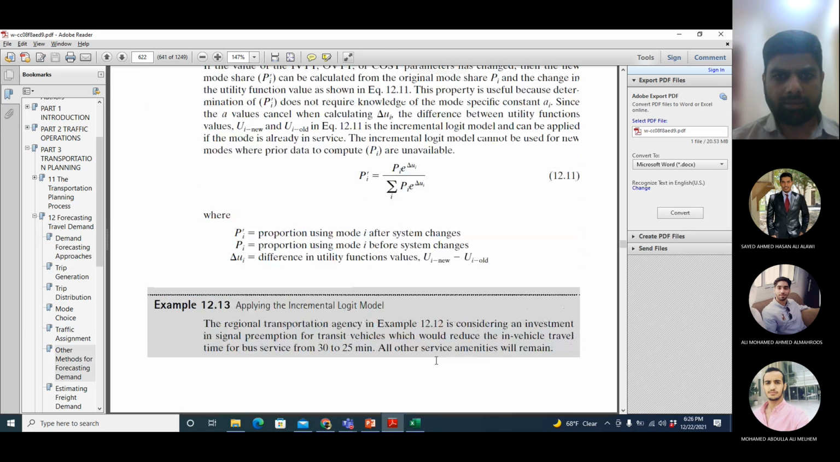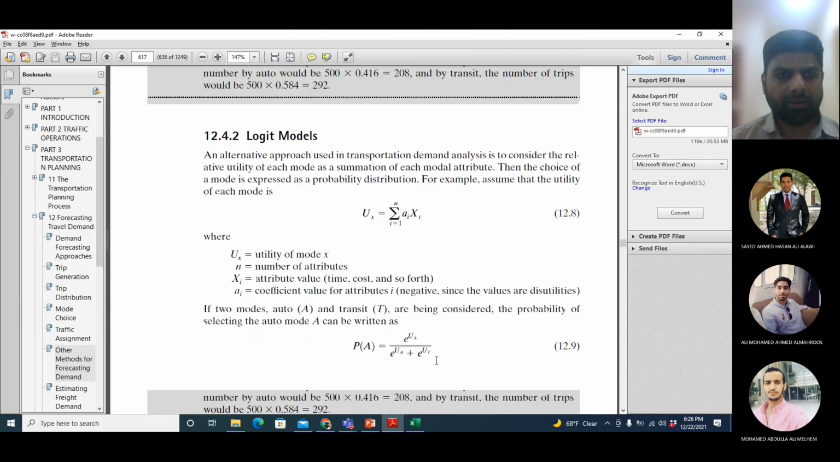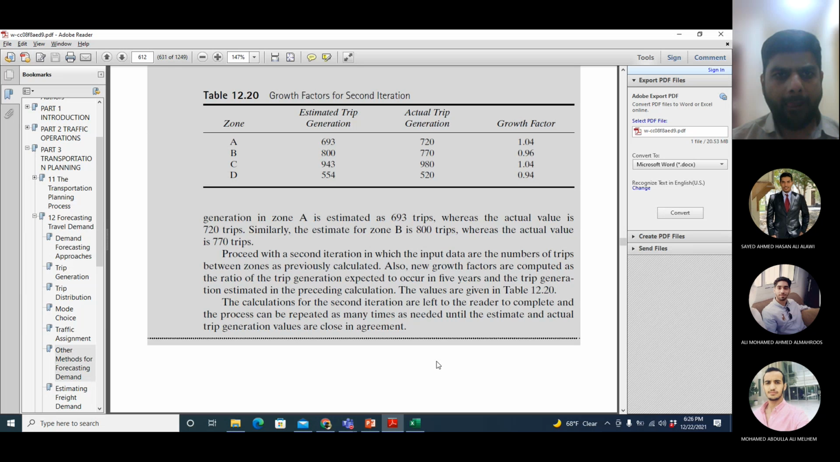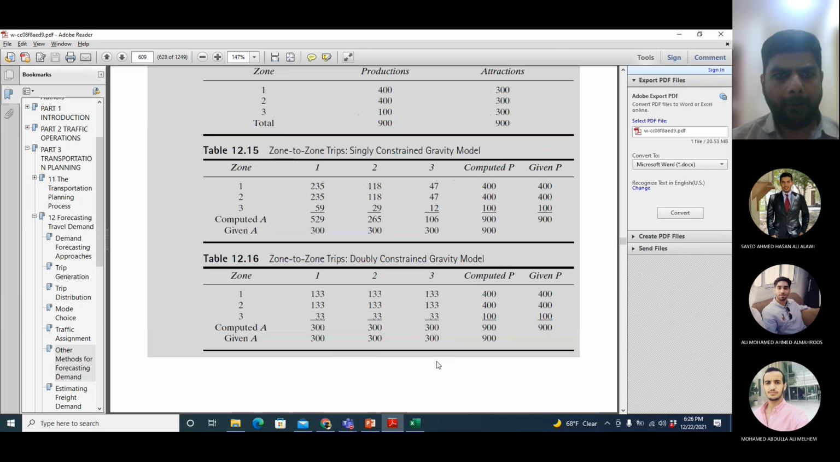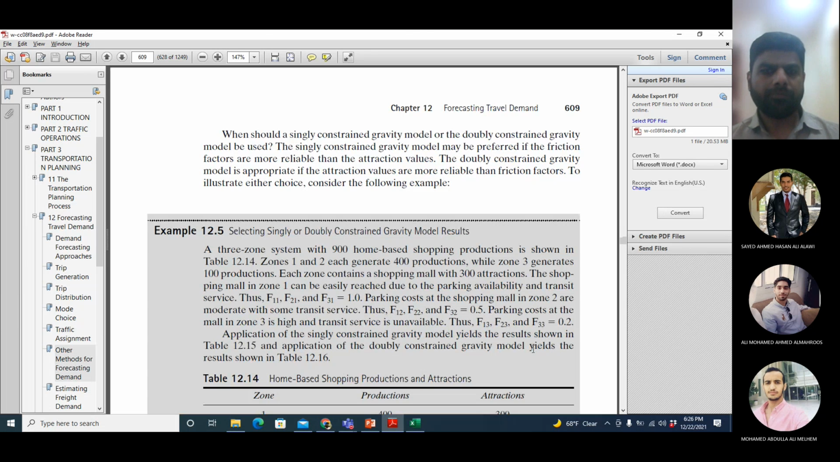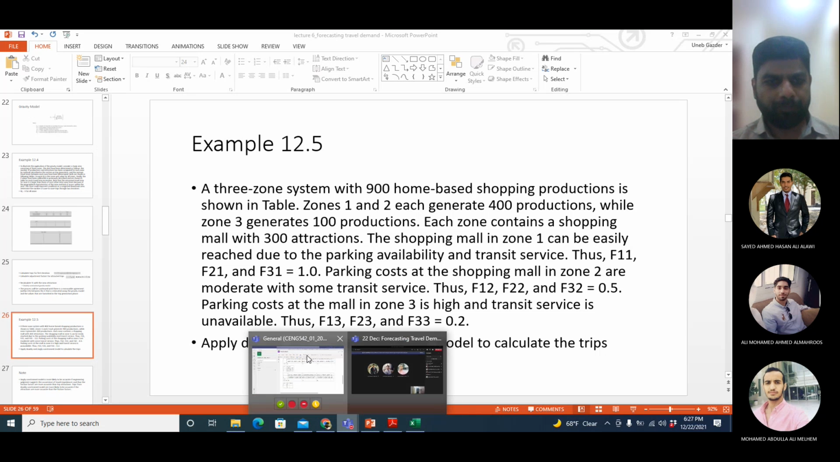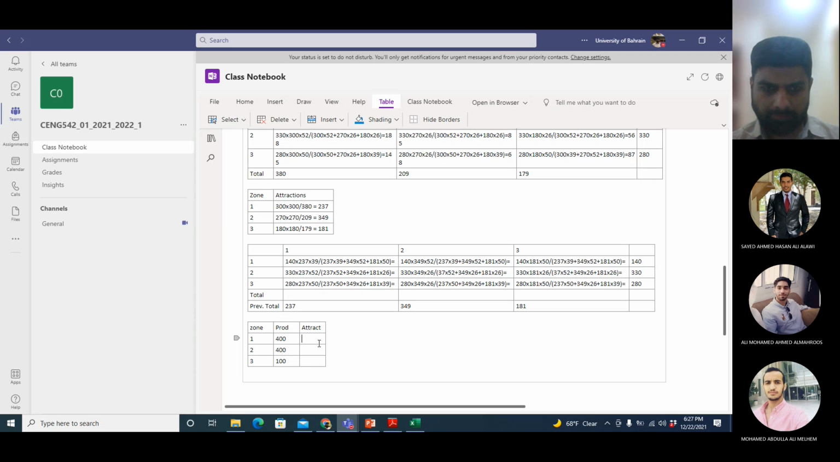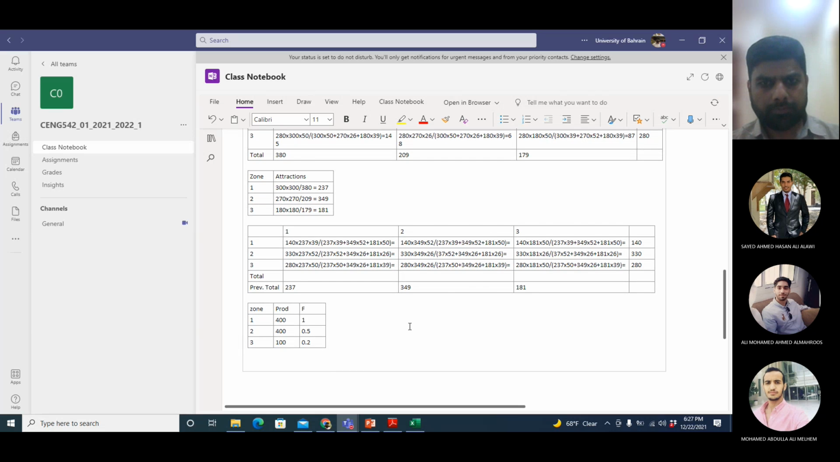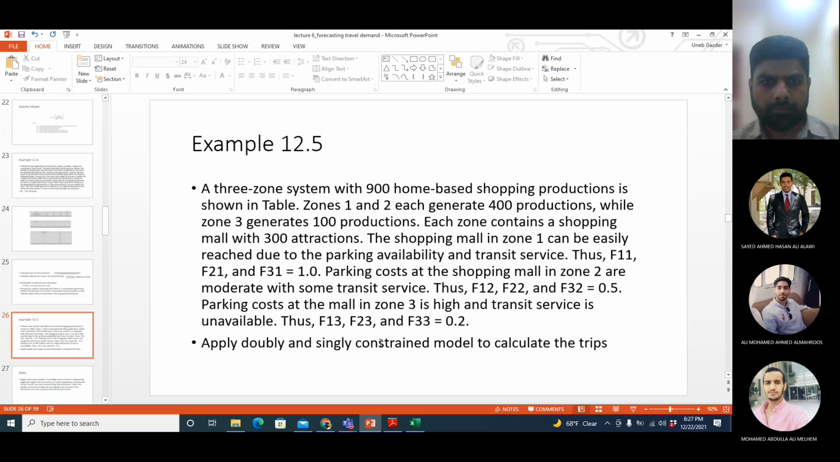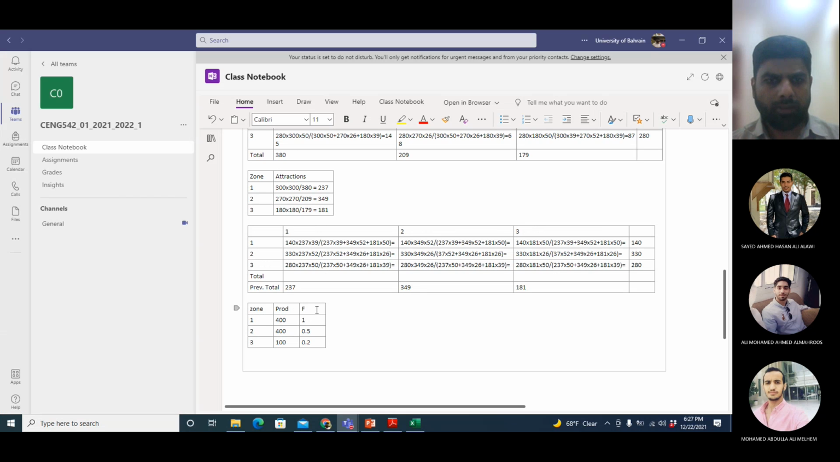Let me just check one thing. Getting confused between F and K. Yeah, effective. Okay, so K is still taken as 1. Okay, K is still taken as 1. They are playing with the F factor. So let us apply the... each zone has 300 attractions. Okay, for each zone the attraction is 300.